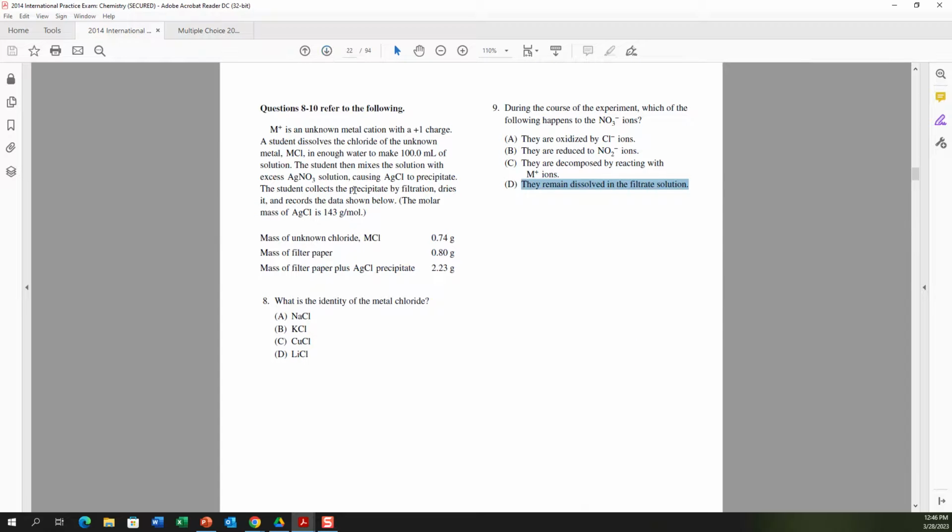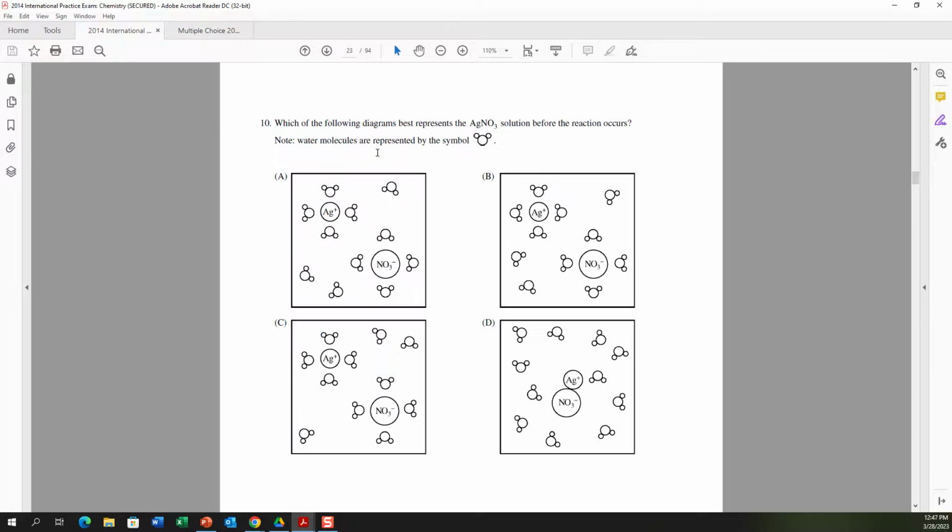Remember, this information goes with question 10 as well. We're talking about a silver nitrate solution mixing with this solution. The next question asks what the silver nitrate solution looks like before the reaction. Silver nitrate is dissolved in water there, so the silver and nitrate need to be separated. So we know it's not choice D, because the ions have to be separated. So it could be A, B, or C.